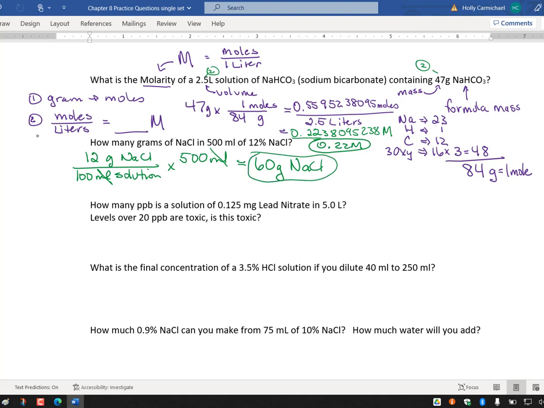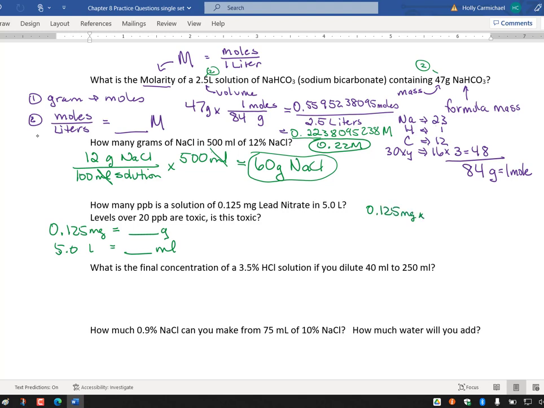Now, how many parts per billion is a solution of 0.125 milligrams of lead nitrate? Parts per billion, what I've got to do is put my mass in grams. So I have 0.125 milligrams. I know I've got to put it in grams. I have 5.0 liters. I know I have to put this in milliliters. You have to make your units mass in grams, volume in milliliters. Then I'm going to multiply whatever this is times a billion. So I'm going to come over here and do the math.